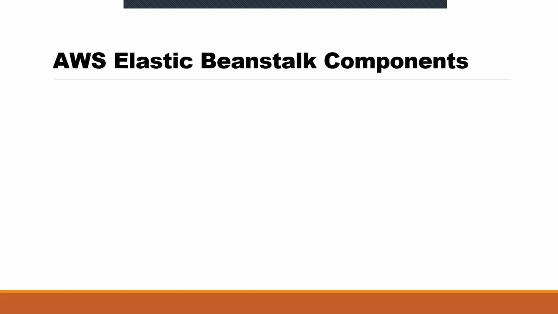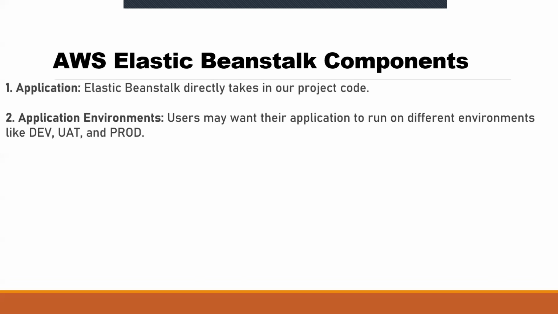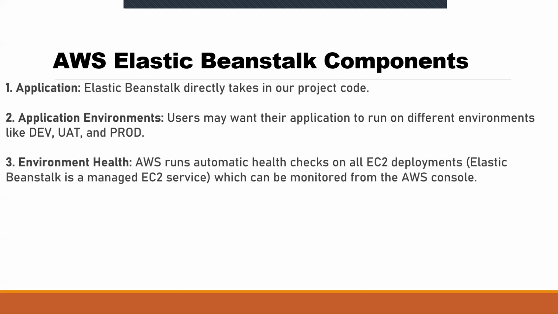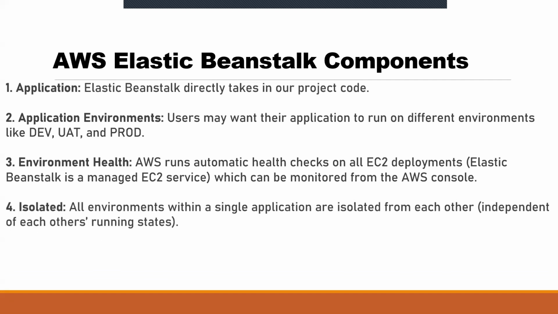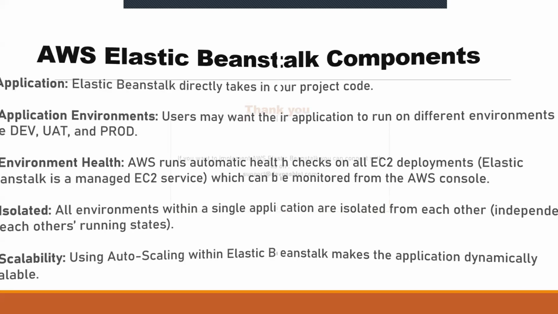So we'll see AWS Elastic Beanstalk components. First one is application. Elastic Beanstalk directly takes in our project code. Second is application environments. Users may want their application to run on different environments like dev, UAT, and prod. Third is environment health. AWS runs automatic health checks on all EC2 deployments. Elastic Beanstalk is a managed EC2 service which can be monitored from the AWS console. Fourth is isolation. All environments within a single application are isolated from each other. Fifth is scalability. Using auto scaling within Elastic Beanstalk makes the application dynamically scalable.